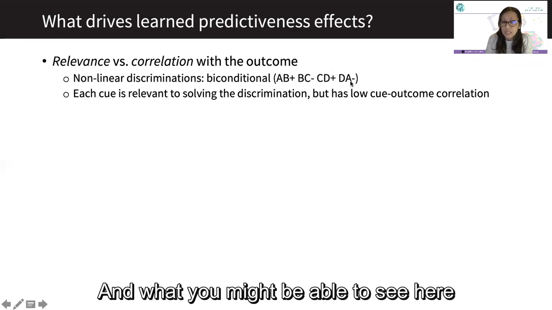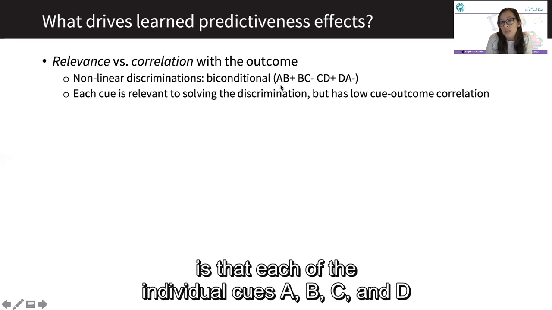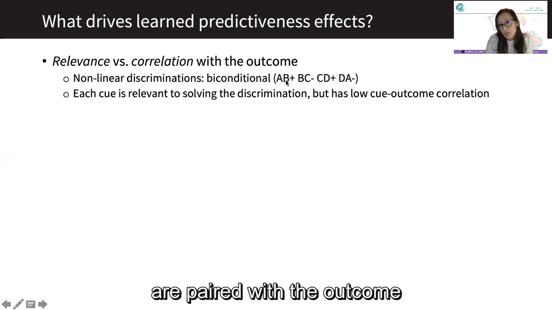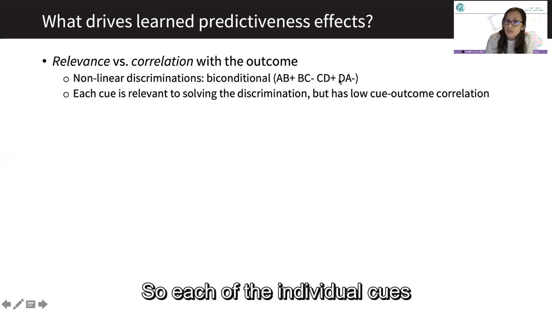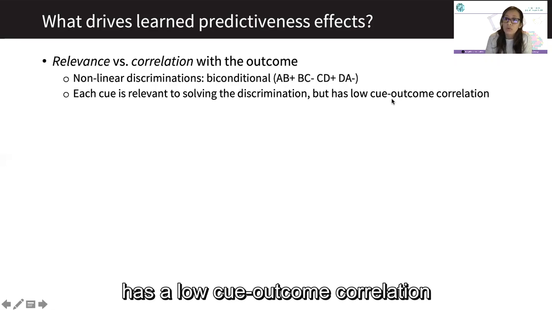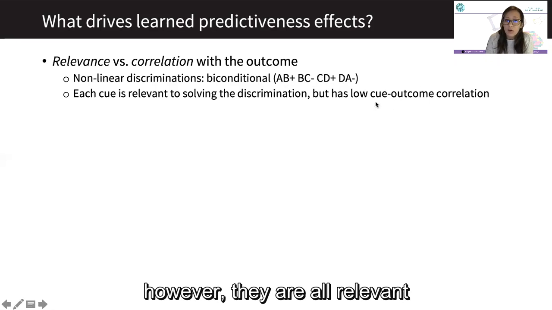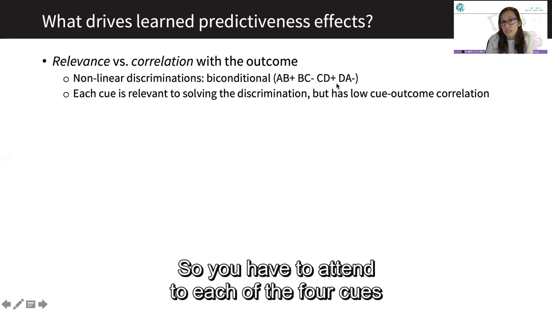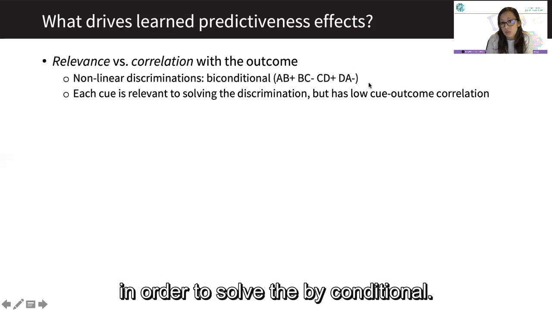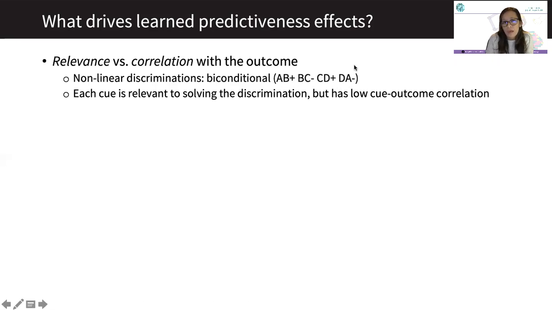And what you might be able to see here is that each of the individual cues, A, B, C, and D, are paired with the outcome, but also paired with no outcome. So each of the individual cues has a low cue outcome correlation. However, they are all relevant to solving the discrimination. So you have to attend to each of the 4 cues in order to solve the biconditional.